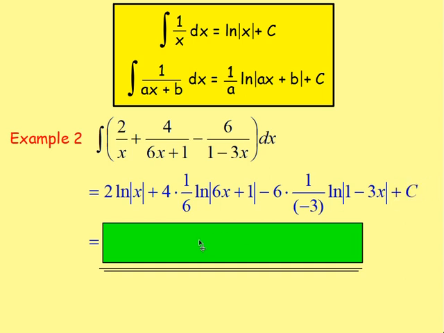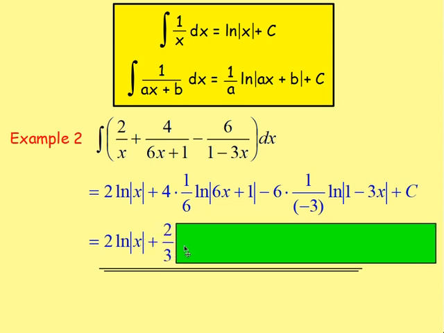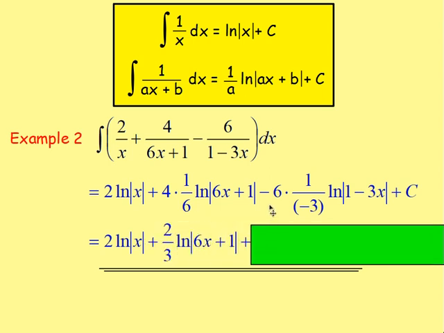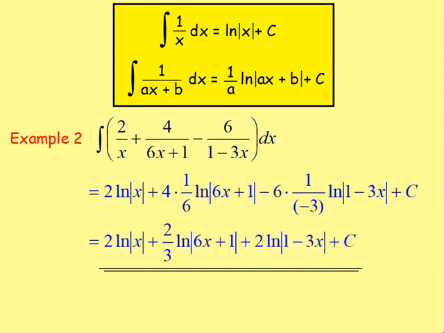From there, let's tidy that up a bit. 2 ln x will stay as 2 ln x. 4 times 1/6 will be 4/6, which simplifies to 2/3. The rest will stay as it is. And you've got takeaway. You've taken away the negative, which will make that a plus. And 6 over 3 just becomes 2. So you'd have 2 ln 1 take away 3x. And again, make sure you've got your plus c.